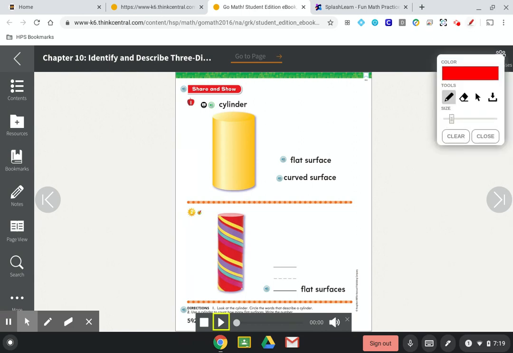Now, a cylinder has both a flat surface and a curved surface. Do you think this shaped cylinder has just one flat surface or more than one? And how about a curved surface? Do we have just one curved surface or two? Let's find out. On this paper, on this view, it's kind of hard to tell. So I want to show you.